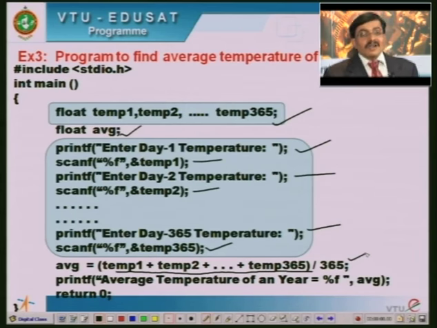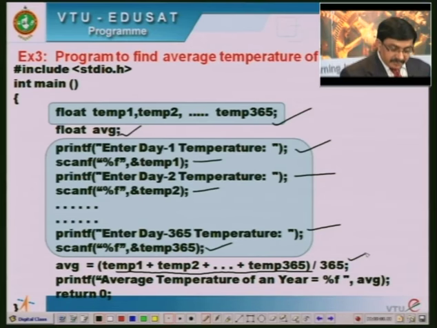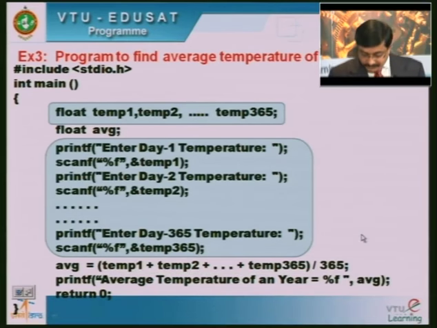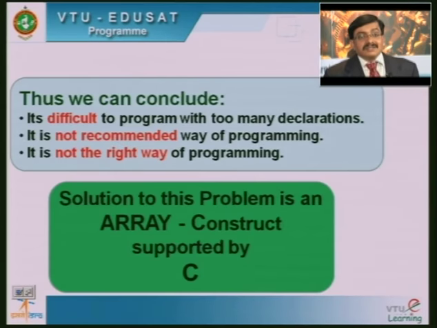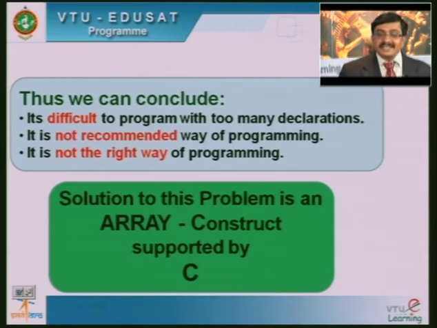So we should avoid such numerous declarations in a program. Thus we can conclude that it is very difficult to program with too many declarations. It is recommended that we use as few declarations as possible in programming. It is not a recommended way of programming to use multiple declarations. We must always use as small a number of declarations as possible.